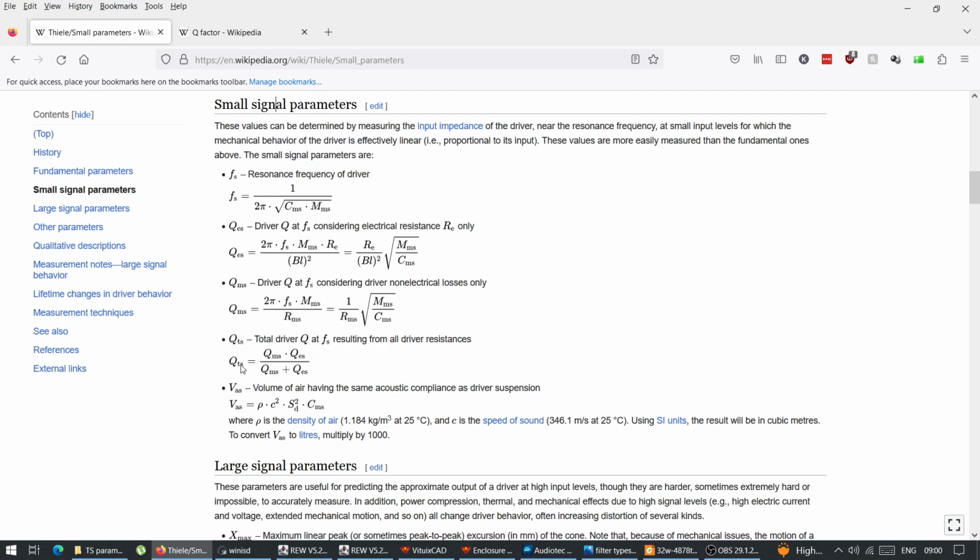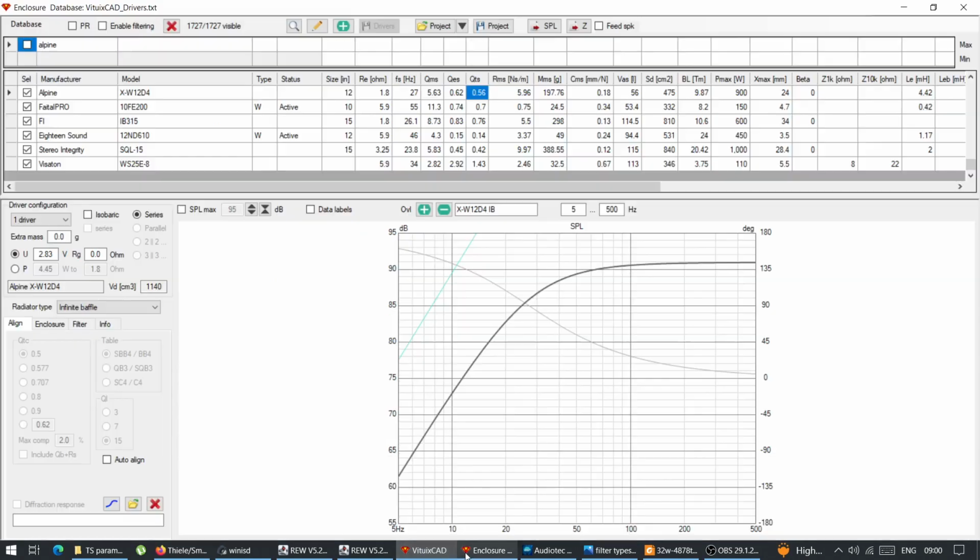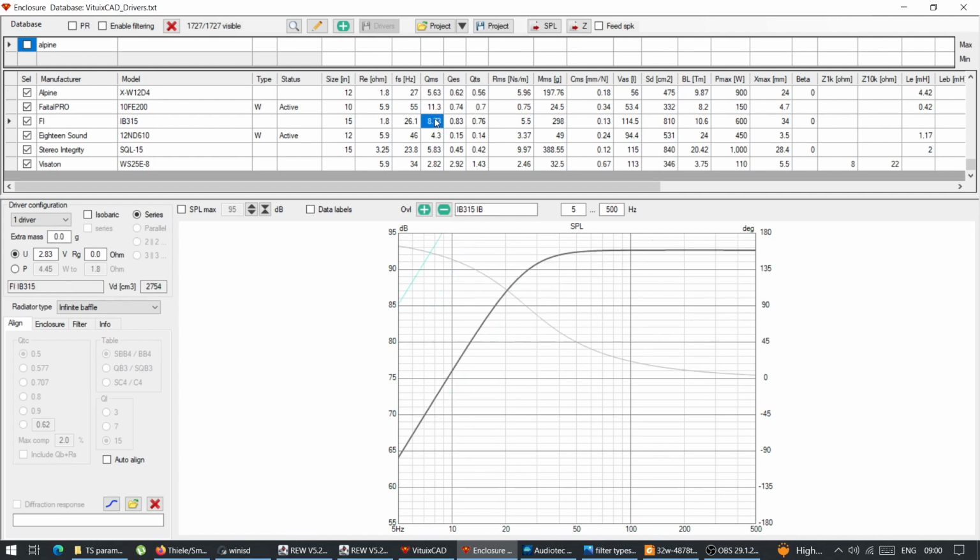But the main thing I'm trying to say is QTS is almost always going to be closer to QES. That means that QTS is defined by QES much more than QMS. That means that the motor structure has a much bigger influence on the whole QTS parameter than the suspension. Even if we have a look at some drivers, I have QMS, QES, and QTS. And you can see QMS is always like 5, 11, 8, 4.